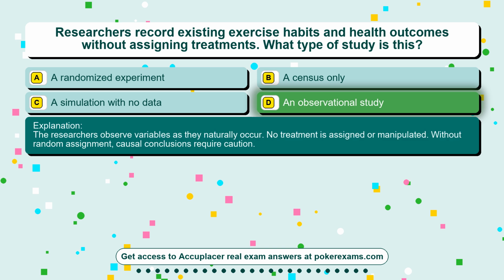The researchers observe variables as they naturally occur. No treatment is assigned or manipulated. Without random assignment, causal conclusions require caution.